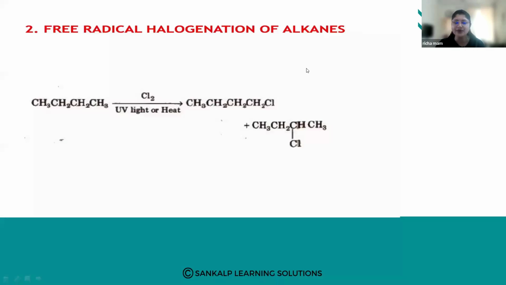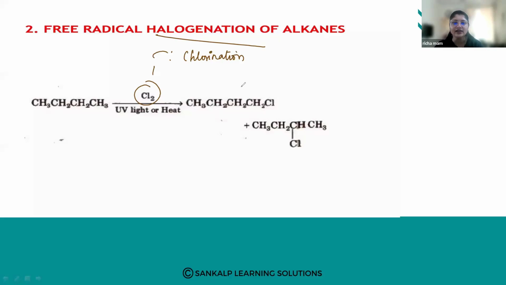So next we are going to see from hydrocarbons, that is free radical halogenation of alkanes. By free radical halogenation, you can do chlorination. Here we are using chlorine, so this is a halogenation. Since we are using chlorine, it is a chlorination process.